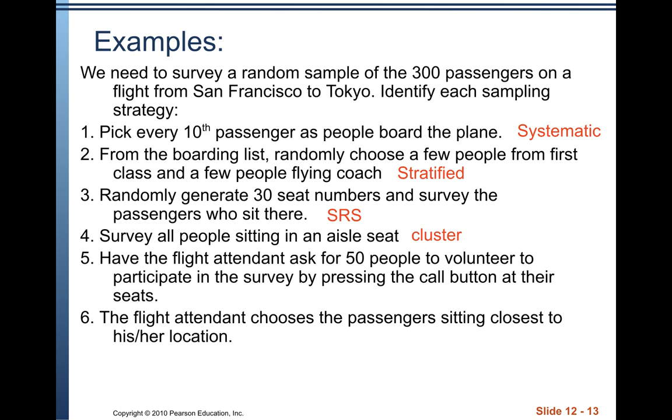Number five, have the flight attendant ask for 50 people to volunteer to participate in the survey by pressing the call button at their seats. Key in this case, volunteer. Voluntary response sample. Number six, the flight attendant chooses the passenger sitting closest to his or her location. Key in this case, chooses the passenger sitting closest. That is more convenient. It's a convenience sample.